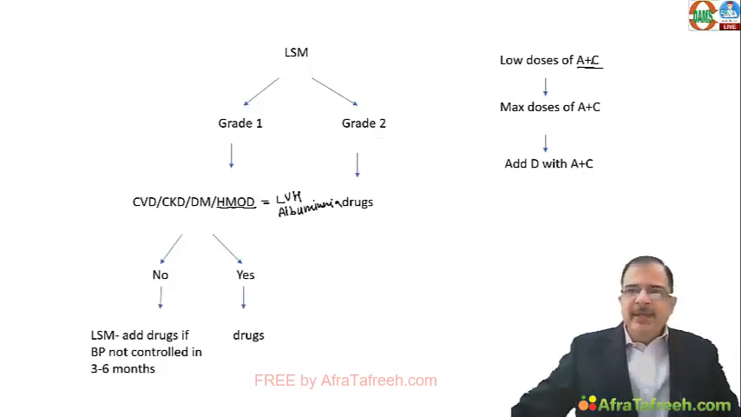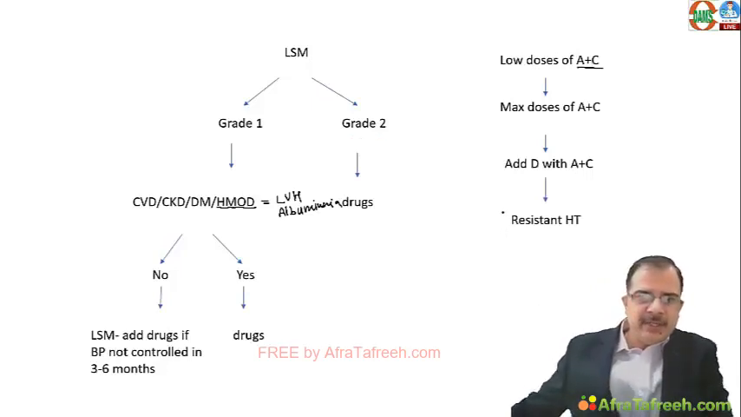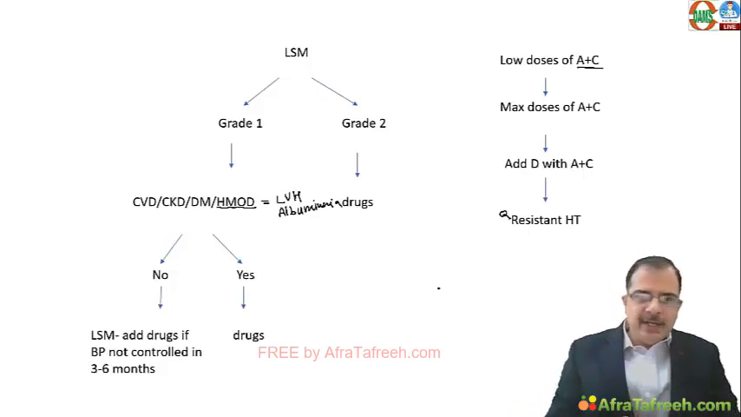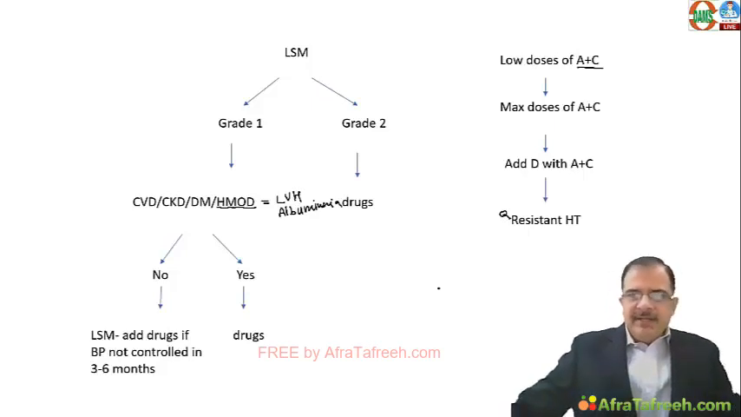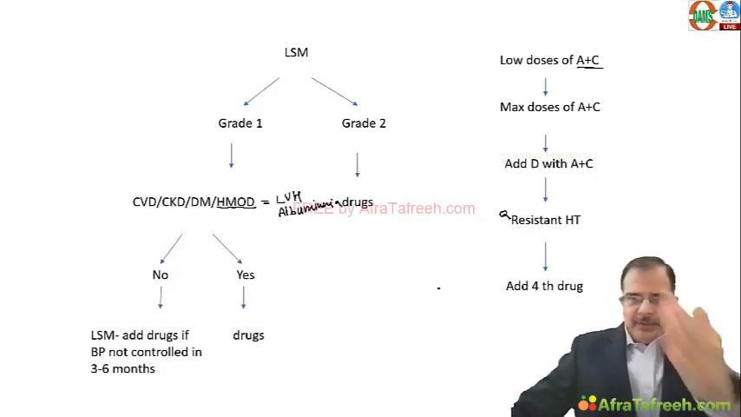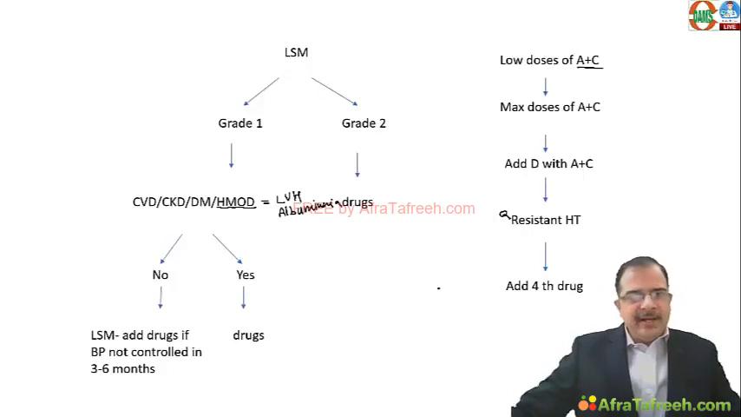But if BP is still not controlled, this will be known as resistant hypertension. This was an INICET exam question, the definition of resistant hypertension. So if resistant hypertension is there, then we will add the 4th drug. The 4th drug can be an alpha blocker, or maybe spironolactone we can add. So this is how to go about treating a case of hypertension.